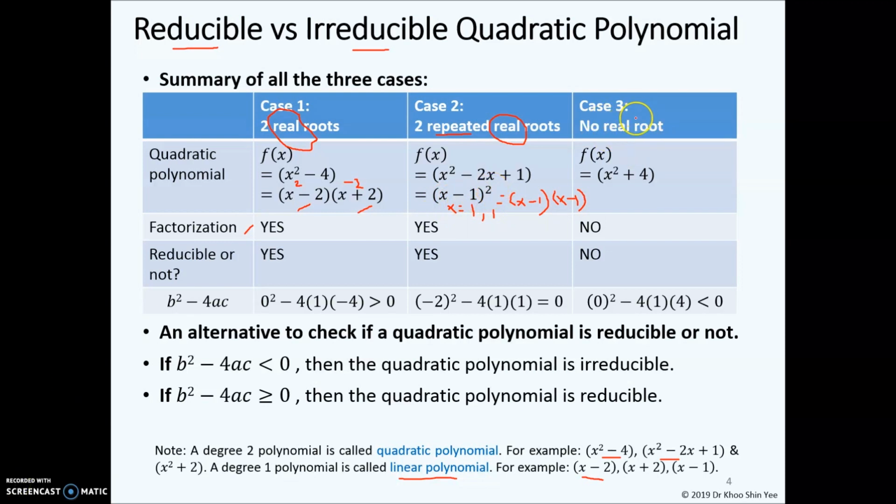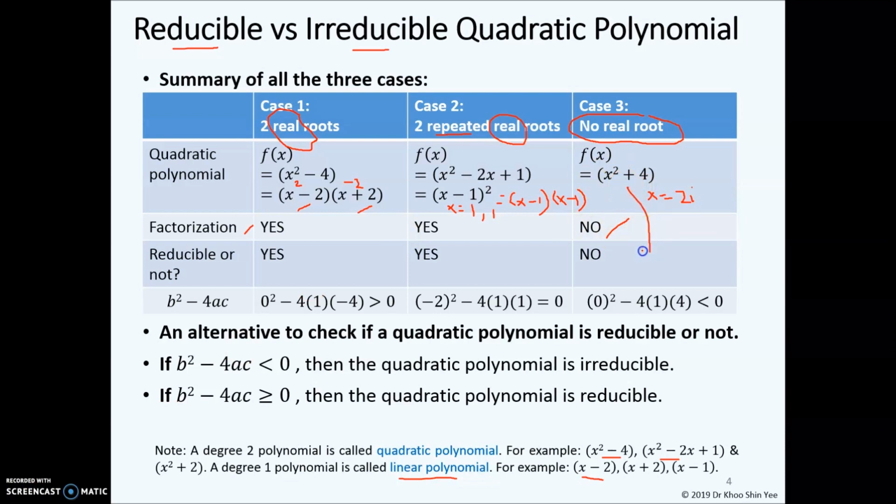For case 3, if there is no real root, or what we say a complex root, for example in this case, you check the calculator, you get the root x equal to 2i. To confirm this root, we substitute 2i to the power of 2, we get negative 4. So negative 4 plus 4, we get 0. So 2i is the root. So in this case, we say that we cannot further factorize it.